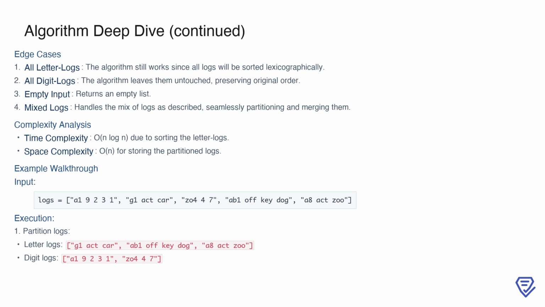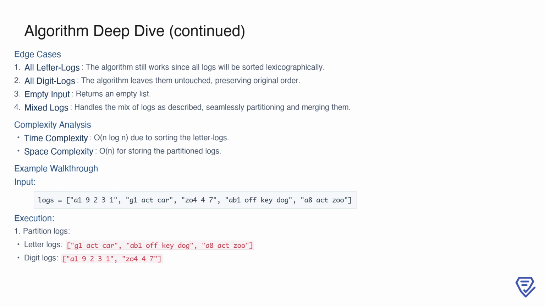is handled appropriately. The complexity analysis further highlights the efficiency of the solution. The time complexity is O(n log n), driven by the sorting of letter logs, while the partitioning step operates in O(n). The space complexity is O(n), as we store the partition logs separately.